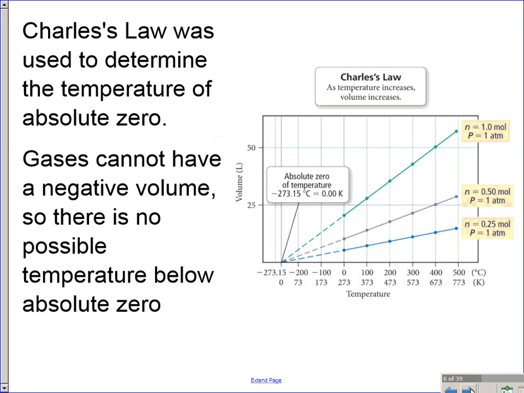The third one we learned: Charles's law was used to determine the temperature of absolute zero. We know that absolute zero is at 0 Kelvin. Kelvin is a scale based off of absolute zero. They actually tested this using different temperatures and volumes of gases. Gases cannot have a negative volume, so there's no possible temperature below absolute zero, which is how they tested this out.